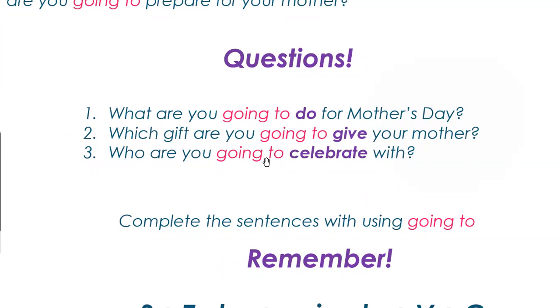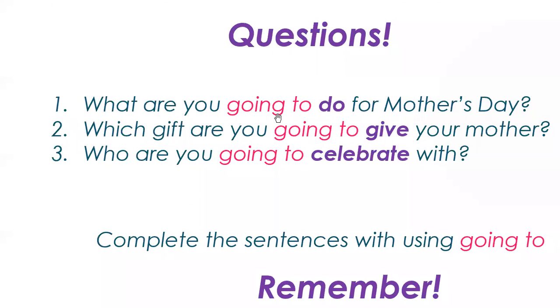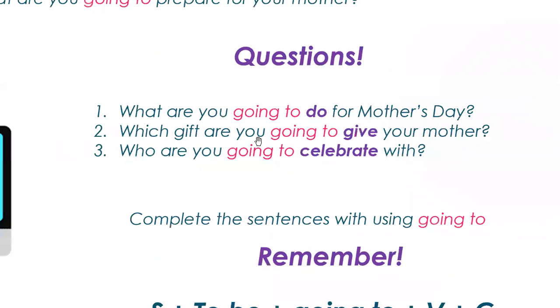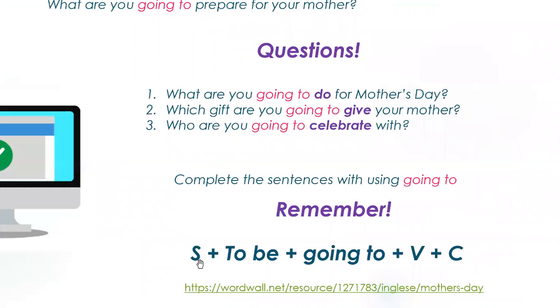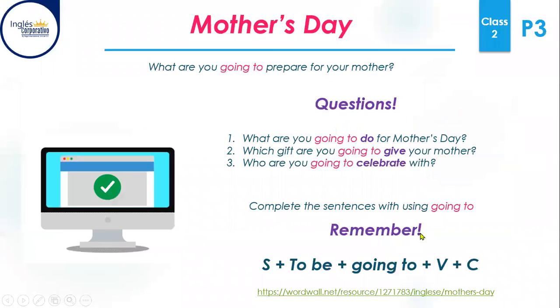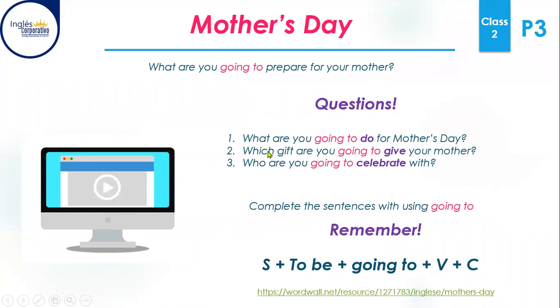Who are you going to celebrate with? All right. Who are you going to celebrate with? ¿Con quién va a celebrar Mother's Day? Three questions, and you can write your answers using going to or gonna for informal speaking in English. Recuerde, subject plus verb to be plus going to or gonna, plus another verb, and finally, the complement. You can answer these three questions. All right? Okay.